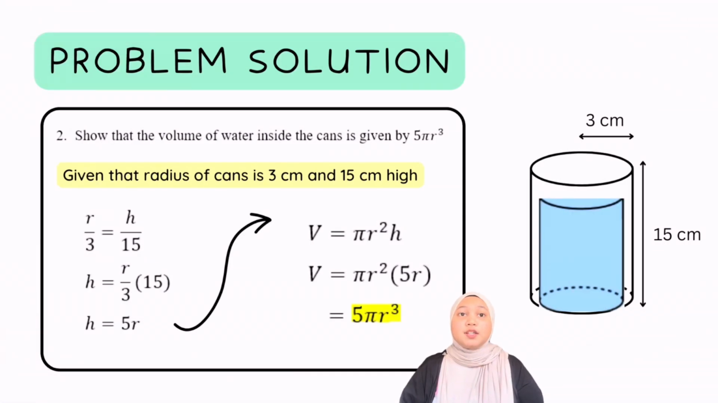Okay, for question 2, we need to show that the volume of water inside the cans is given by 5 pi r cubed.